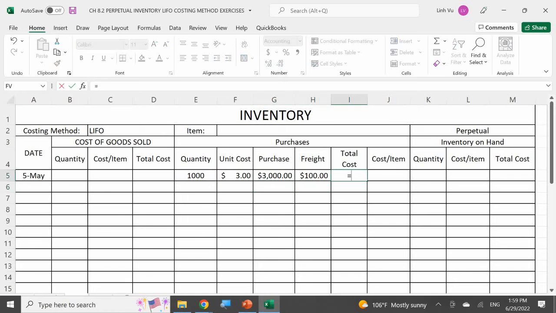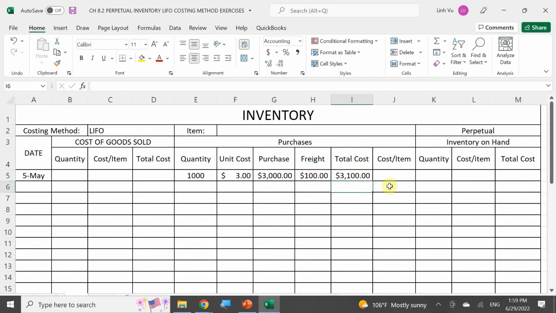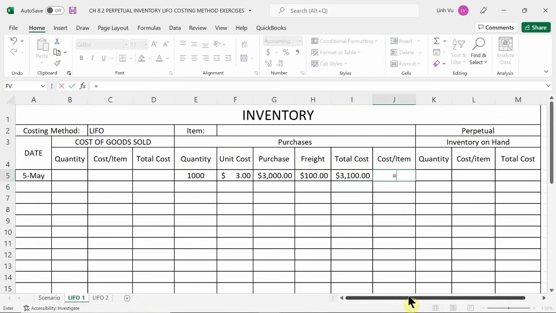3,000 plus 100 gives me a total cost of 3,100. 3,100, which will give me my cost per item to be 310. Okay. So now that I've done that, the next section is fill in column 3 here, which is going to be carrying everything into the inventory.